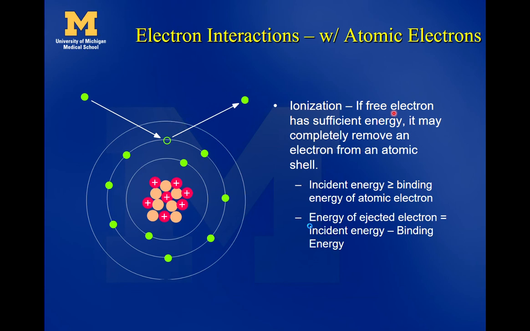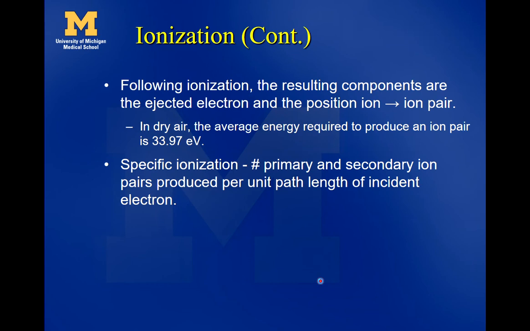Ionization happens when a free electron has sufficient energy. This free electron coming in here has sufficient energy to completely remove an electron from the atomic shell. So it's going to kick this electron out. The incident energy has to be greater than the binding energy of the electron that's stuck onto the atom. And the energy of the ejected electron is the incident energy minus the binding energy. One of the important things here is that this electron is going to fly away. It's going to contribute dose, and also this entire atom is going to be positively charged when it gets done.